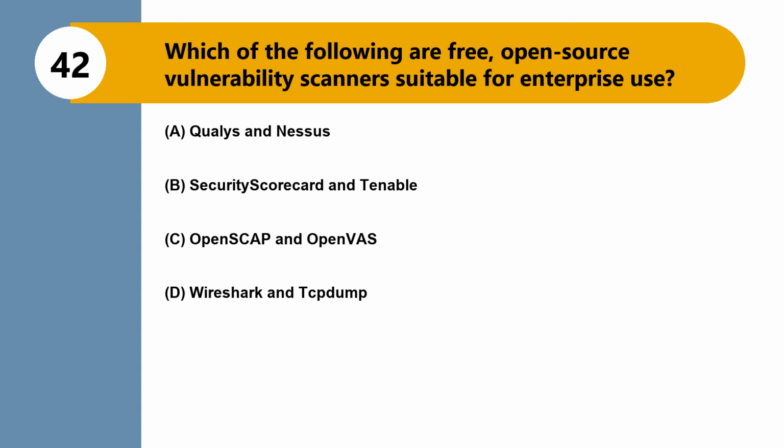Question 42. Which of the following are free, open-source vulnerability scanners suitable for enterprise use? Option A. Qualys and Nessus. Option B. Security Scorecard and Tenable. Option C. OpenSCAP and OpenVAS. Option D. Wireshark and tcpdump.